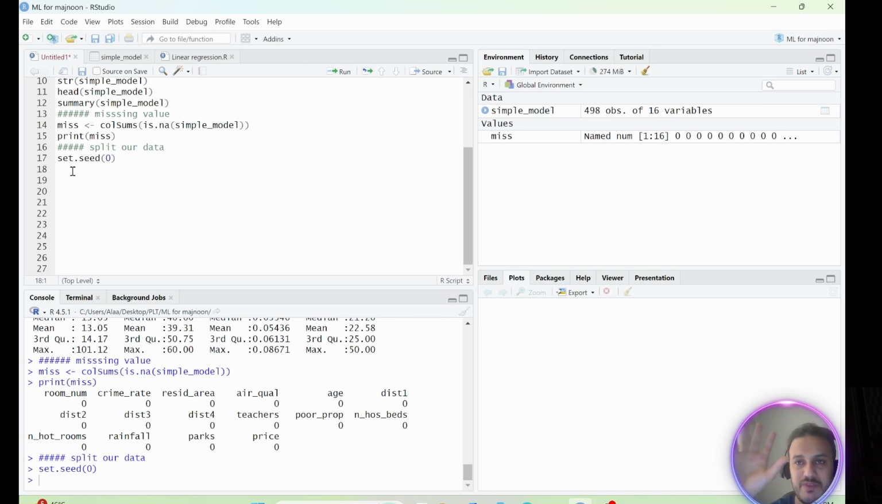You will have the same value, the same 20% you choose to select for the train, and the same 20% you select for the test. It's not changing. And that's why you have to set your seed. Otherwise you will have a different value every time you run.